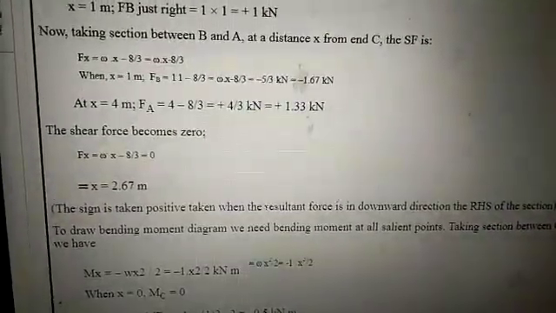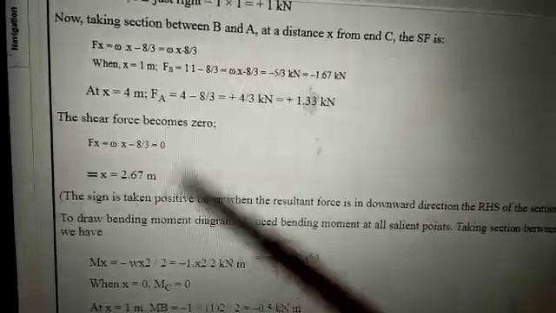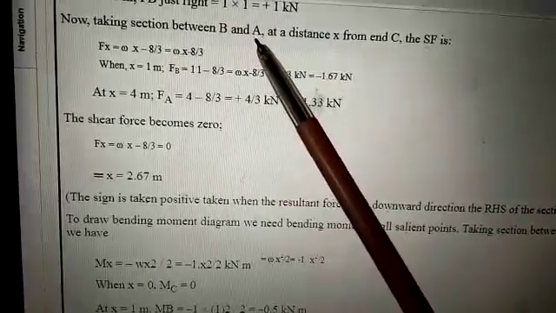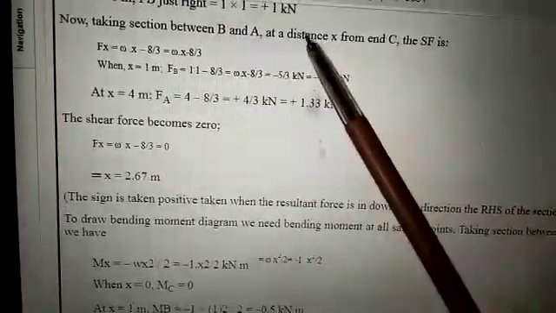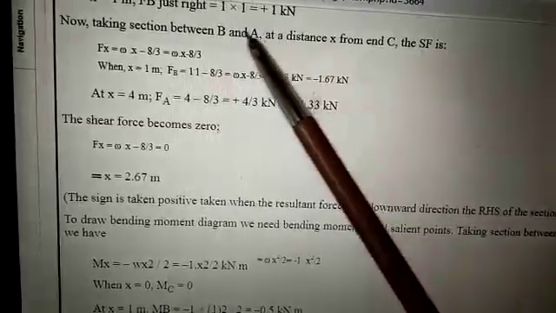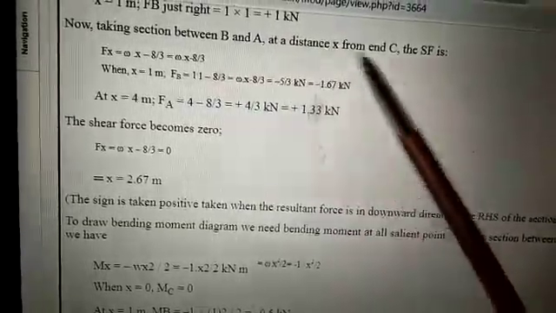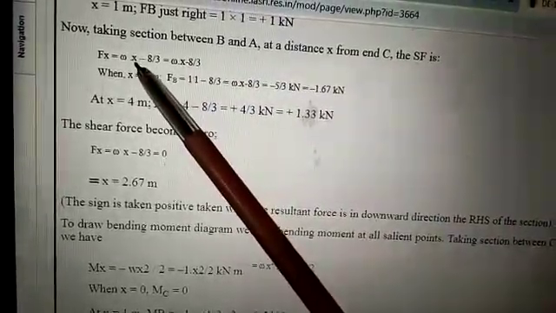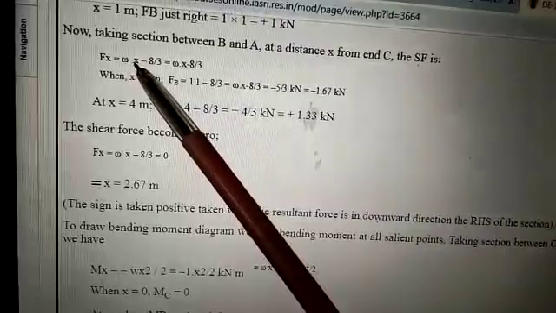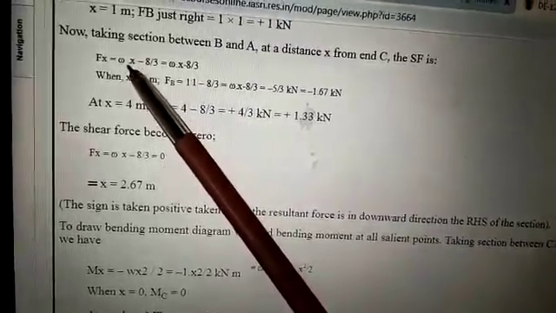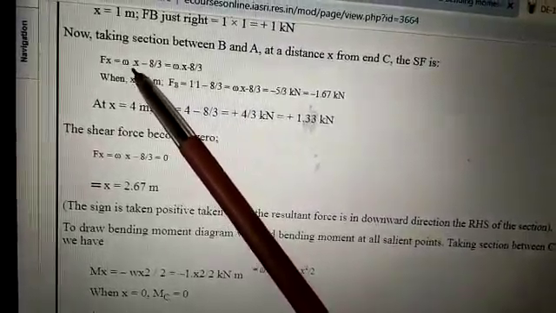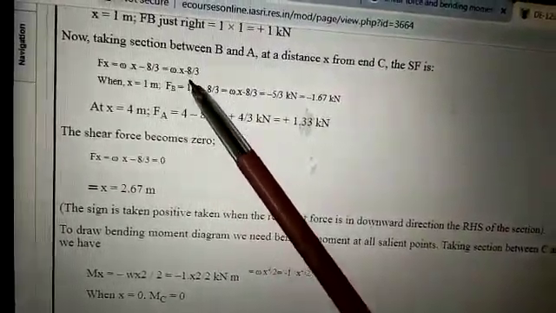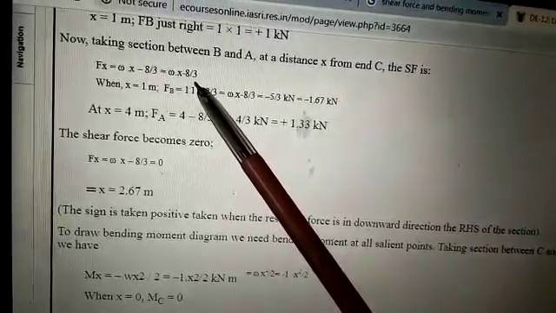Now let us move ahead. Now taking a section between BA. Up till now we were considering the section between BC. Now we will consider it between BA. Our section small x is between BA and it is considered from C. So the total shear force at this distance will be W, that is the uniformly distributed load, times the distance covered, small x, so W into x, minus the reaction RB, which is 8 by 3. So it is Wx minus 8 by 3.